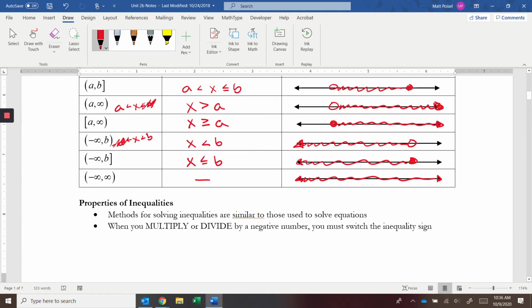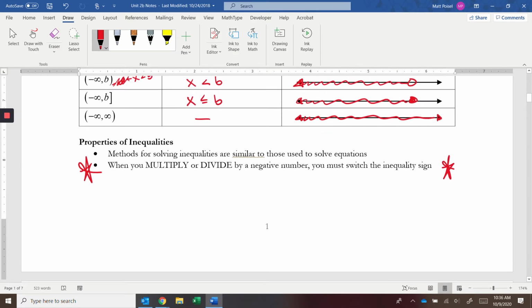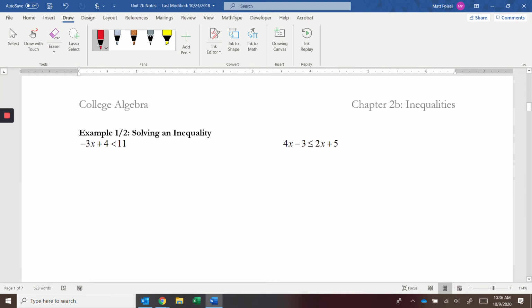Okay, down at the bottom of the page, we talk about how we're going to solve inequalities. This is really similar to what we've been doing before in terms of opposite operations. The only thing is right here: when you multiply or divide by a negative, you must switch the inequality. Now, that's only when you're multiplying or dividing by a negative. If there just happens to be a negative in the problem, then that's different. So we'll look through some examples as we go through.